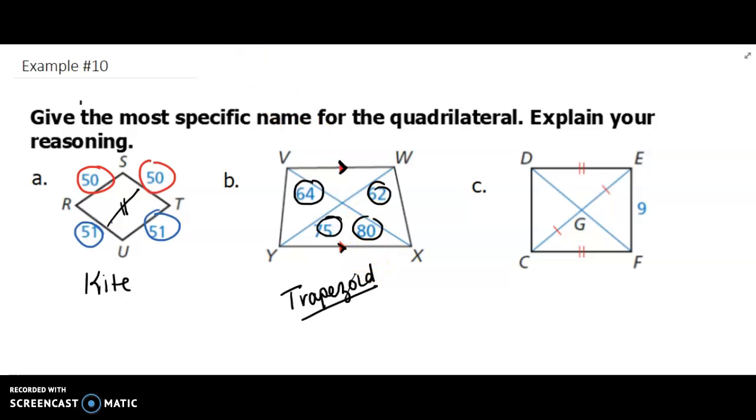All right, let's look at C now. We know that this side and this side are congruent. And then we know this piece and this piece are congruent. But we don't know that this piece here and this piece here are congruent. Okay, so really there's nothing other than a quadrilateral that we can say is true about C. We just don't have enough information to say any other thing.